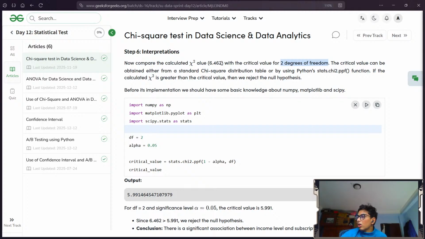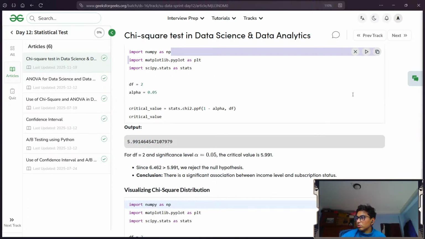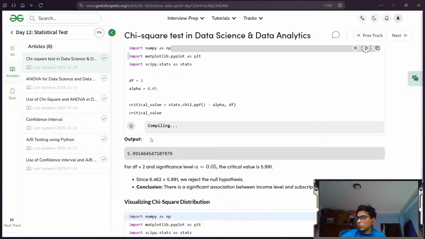Before its implementation, we should have some basic knowledge about NumPy, Matplotlib, SciPy. We have that. So the degrees of freedom is 2, alpha is 0.05, and the critical value is to be computed. Why do we need this in the first place here? This is needed, this is not needed, so I don't know. It will give an error.